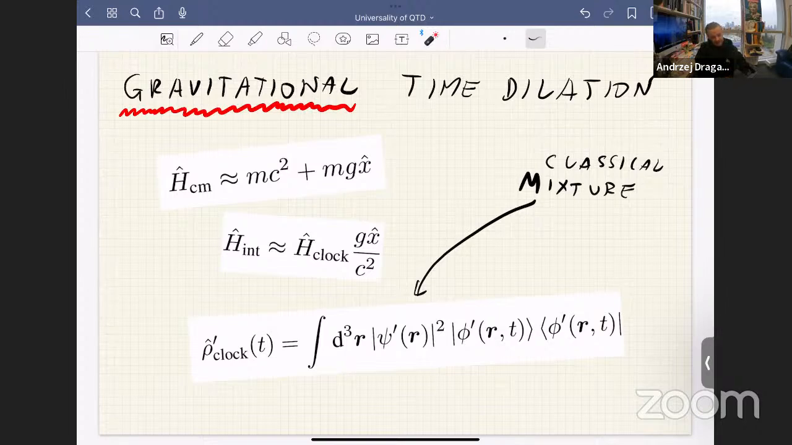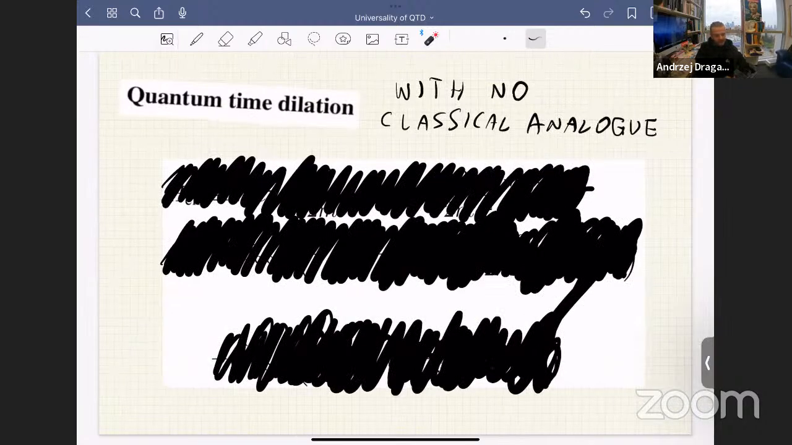And the last point I wanted to make is something that we have also found that is slightly different. That is that it combines both kinematical and gravitational time dilation. So the question is what happens when you take a clock, make it move at two different velocities and place it at two different positions. So consider a general superposition in momentum and position space.